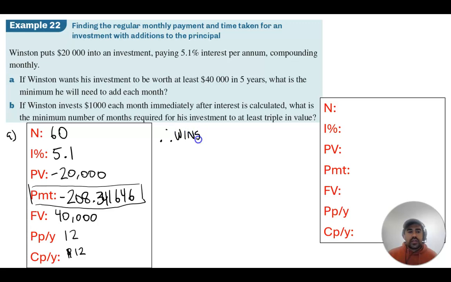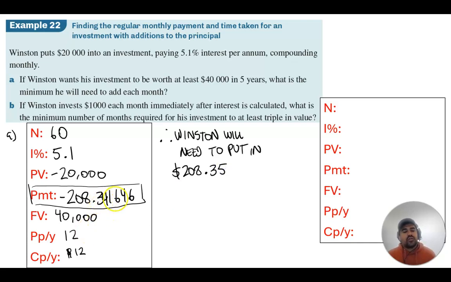Therefore, Winston will need to put in at least $208.35. Now, even though this says 3341, we're so instinctively used to rounding this down to 34 cents. But if this was the case, if he were to put in an extra $208.34, he won't make it to that 40,000. And you can even check using this financial solver.